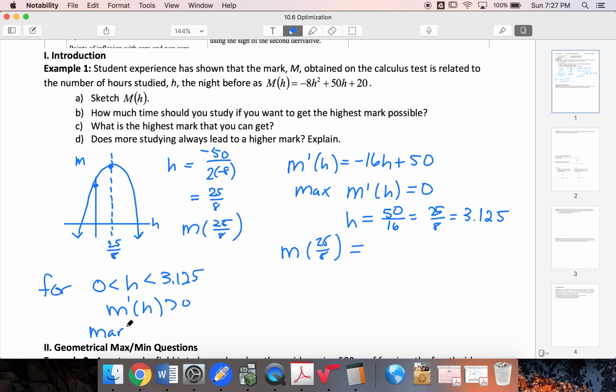Marks are increasing, so study more. Or we could say study up to 3.125 hours. Past that, the more you study, the more the marks are actually decreasing. And this makes sense. If you're spending more time studying than you are sleeping, you're going to go into your test and not do as well. So that's how we explain it in terms of the calculus. I could also explain it in terms of the real life situation.